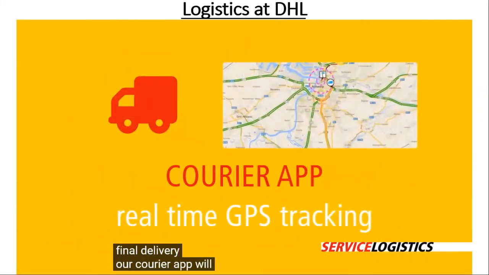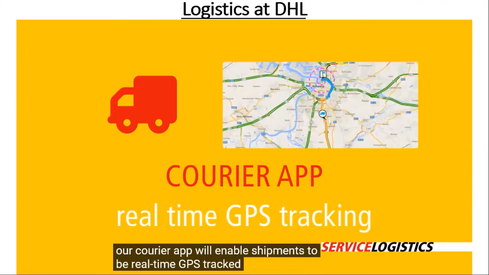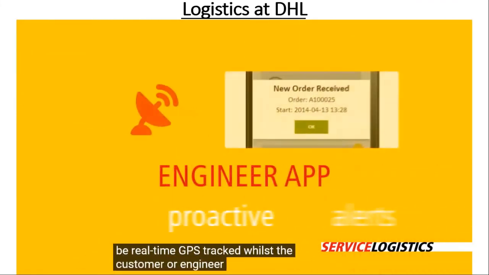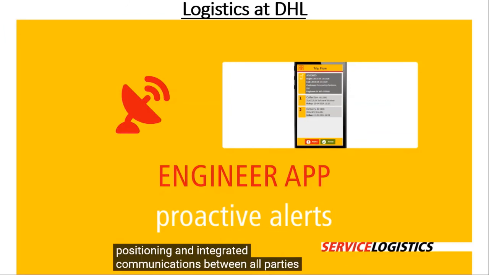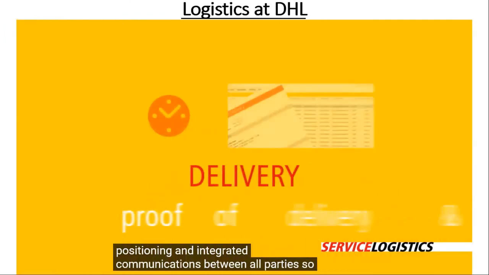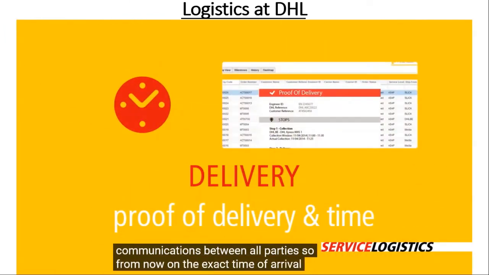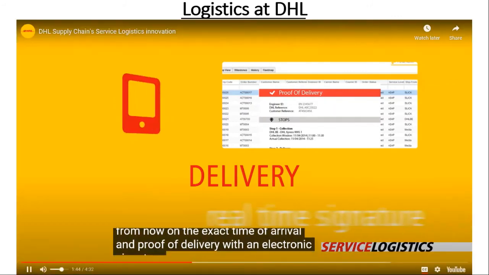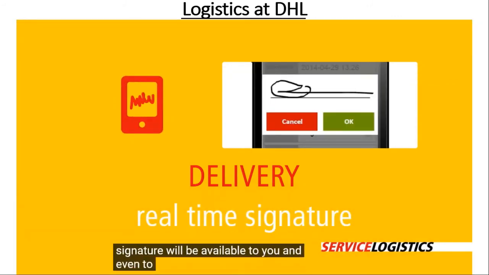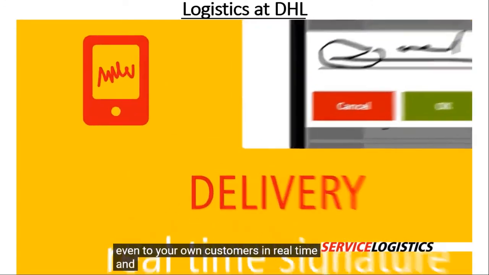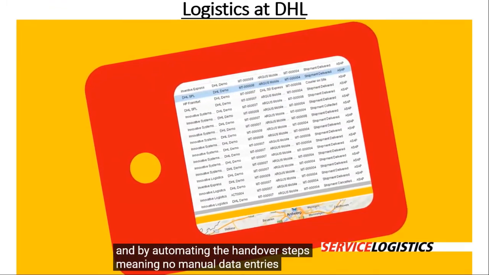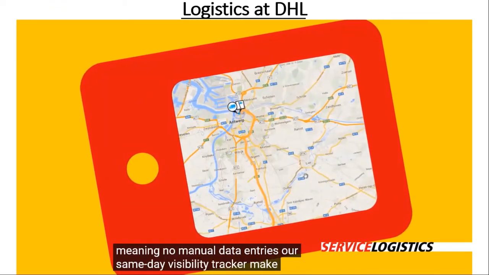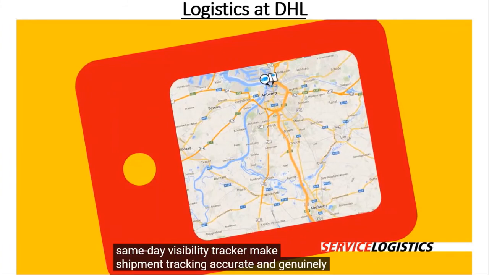Our courier app will enable shipments to be real-time GPS tracked, whilst the customer or engineer app gives proactive alerts, showing precise shipment positioning and integrated communications between all parties. So from now on, the exact time of arrival and proof of delivery with an electronic signature will be available to you and even to your own customers in real time. And by automating the handover steps, meaning no manual data entries, our same-day visibility tracker makes shipment tracking accurate and genuinely time-saving.